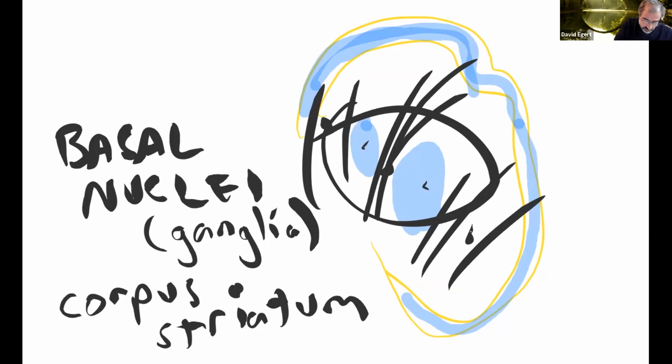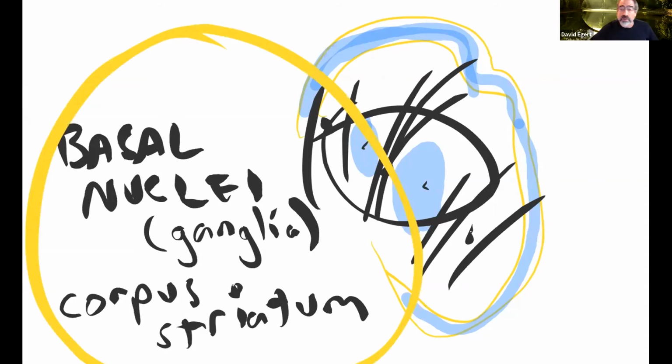It means striped body because it looks kind of striped. It goes gray, white, gray, white, gray, white. If you just slice through there, you're saying, what's that area? Let's give it a name. Let's call it the striped body. So corpus striatum, or basal nuclei, or basal ganglia. And again, this is going to come up when we talk about Parkinson's a little later, because this is the area that gets dysregulated during Parkinson's and leads to the motor problems in Parkinson's disease.